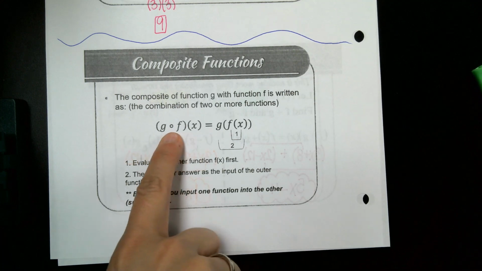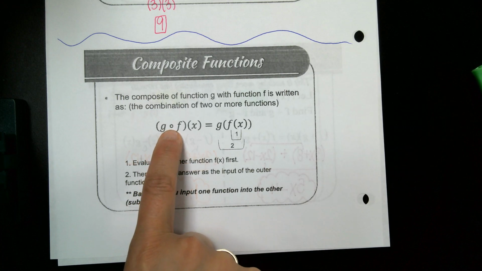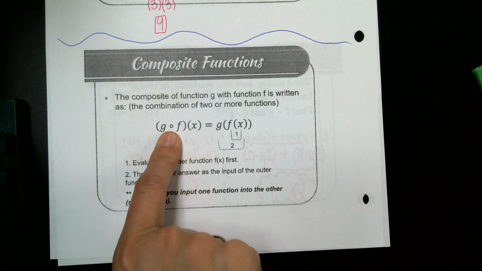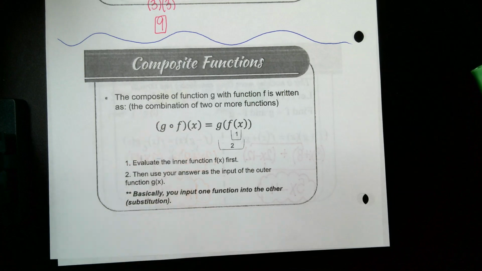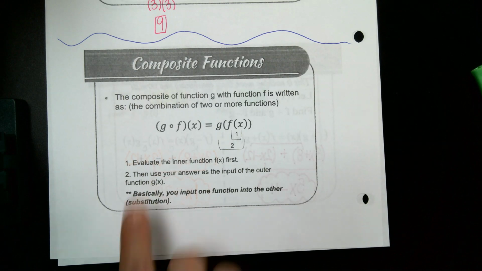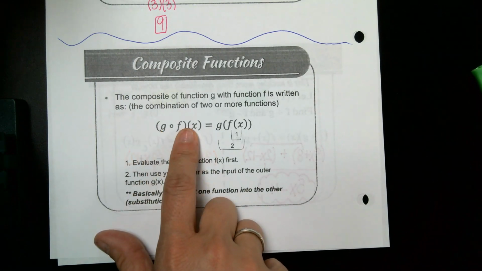Notice right here, see that symbol? You cannot confuse that with a multiplication symbol. Multiplication, that would be a closed dot. Okay, if you see an open circle like that, that is what we call the composite of functions. So they want the composite of G with F.